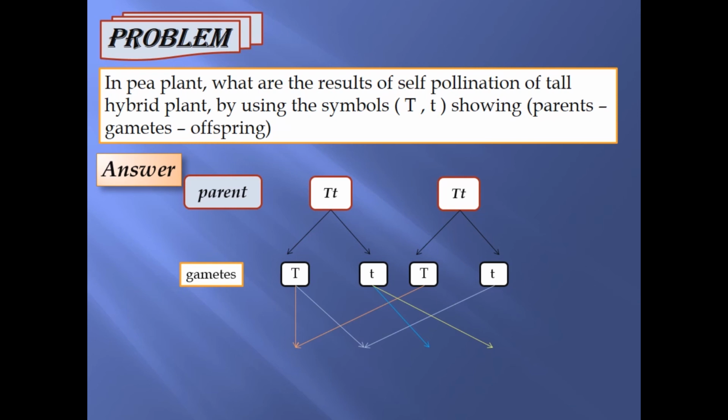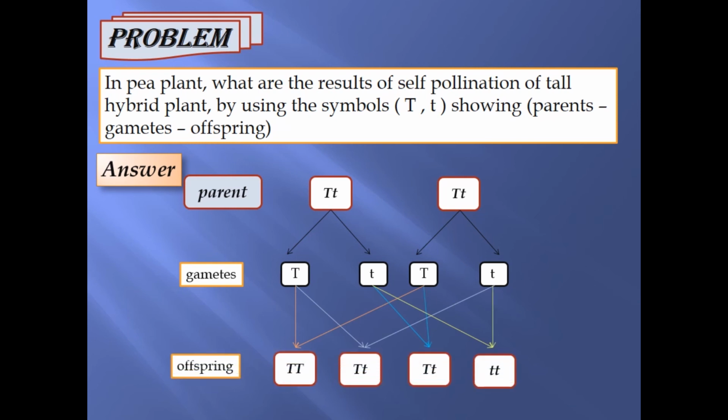Then those gametes are paired together, forming the first generation, whose genotypes will be capital T small t, capital T small t, capital T capital T, and small t small t. So in this generation we can see that 3/4 of the produced individuals have the dominant trait, which is the tall stem, and 1/4 of the produced individuals carry the recessive trait, which is the short stem.